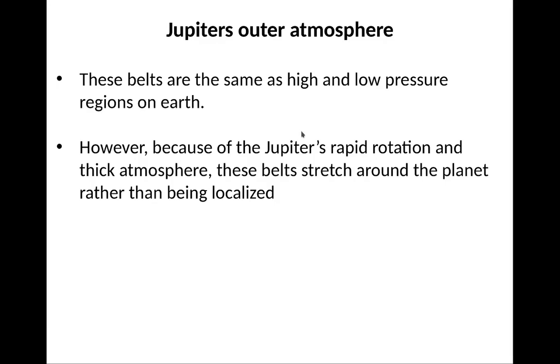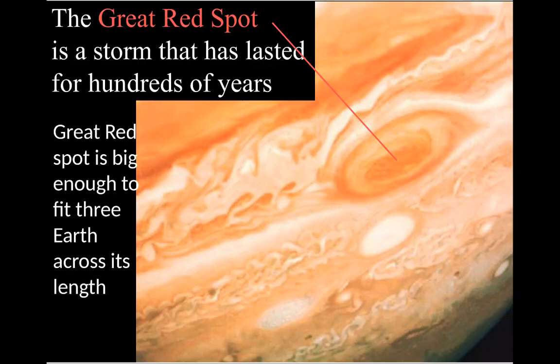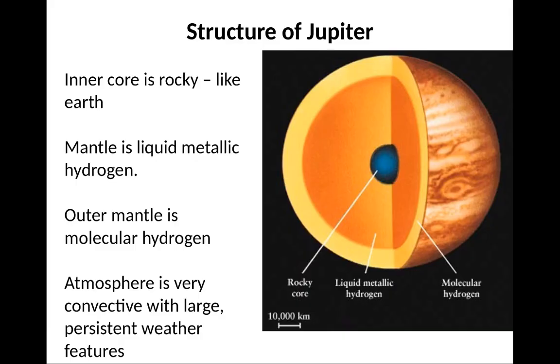The belts are the same as the high and low pressure regions on Earth. However, because of Jupiter's rapid rotation, these bands essentially stretch around the planet rather than being localized like they are on Earth. Right. So this is the Great Red Spot. Storms last hundreds of years. The Great Red Spot itself is so large that you could fit 3 Earths across its long side.